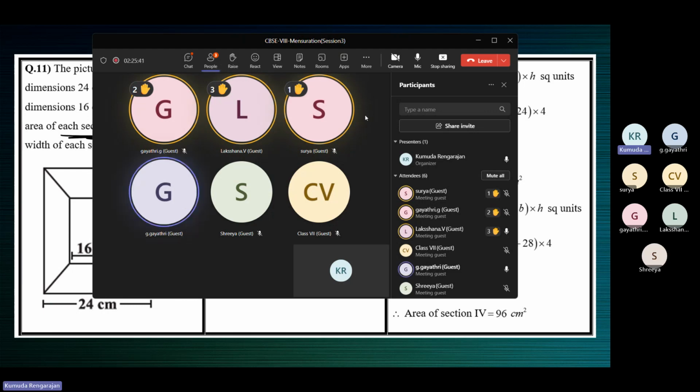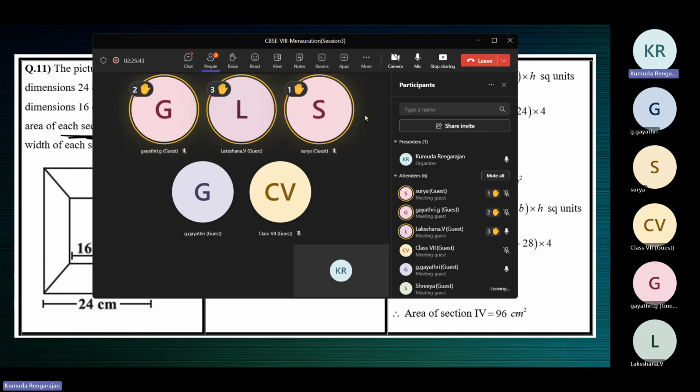I'll share all these images on WhatsApp. You'll have to complete all this in your notebook by the next class on Monday. That's the assignment. Thank you, children.